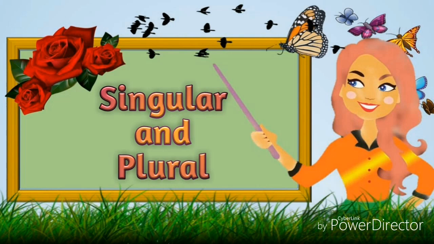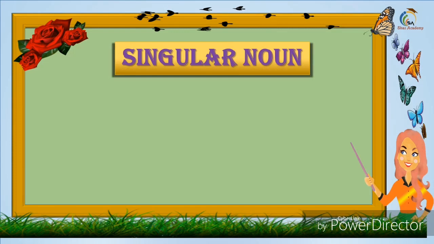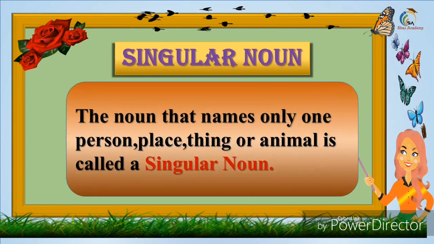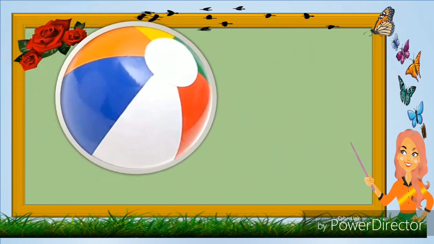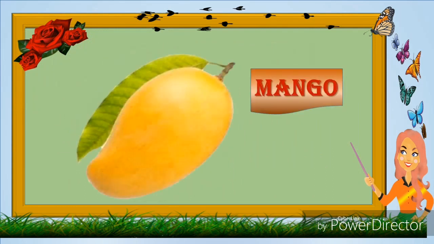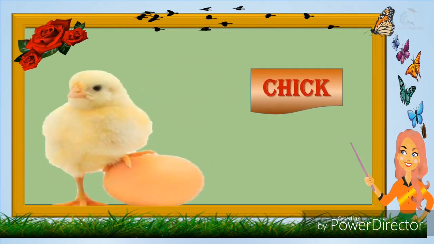Today I am going to teach you singular and plural. Singular noun. The noun that names only one person, place, thing or animal is called a singular noun. For example, ball, mango, chick.